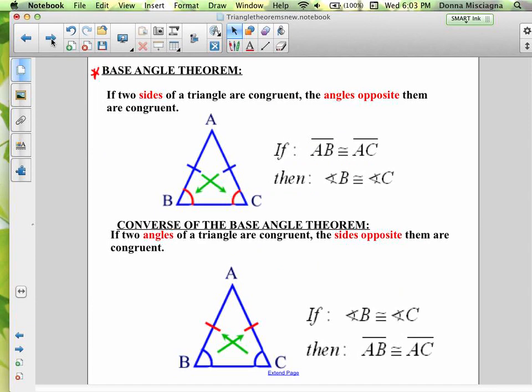Right, so base angle theorem, and you put a little star in your notes. This is in your notes. If two sides of a triangle are congruent, the angles opposite them are congruent.